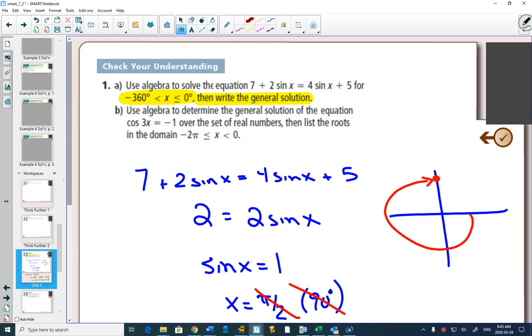Part B. Use algebra to determine the general solution of the equation cos 3x equals -1 over the set of real numbers between -2 pi and 0.